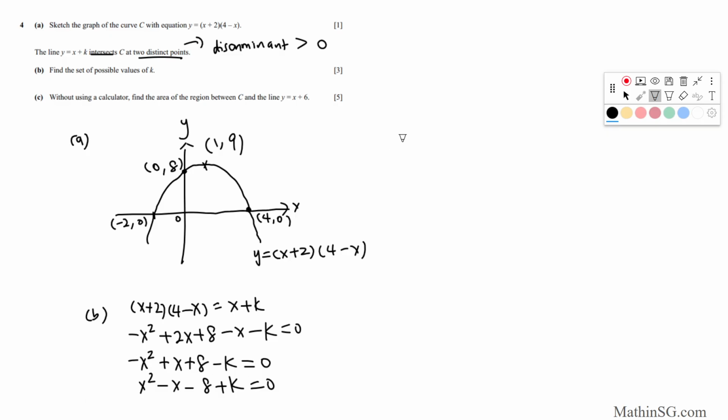So now we apply discriminant more than 0, because they intersect at 2 points. So discriminant is b squared minus 4ac, right? And b is the coefficient of x, which is negative 1. A is the coefficient of x squared, which is 1. And c is the coefficient of the constant term, which is minus 8 plus k.